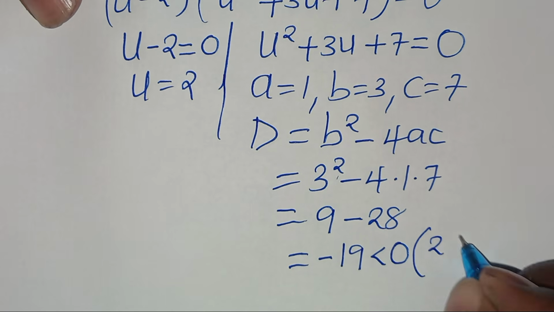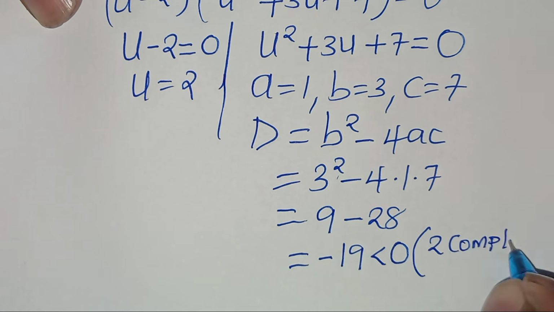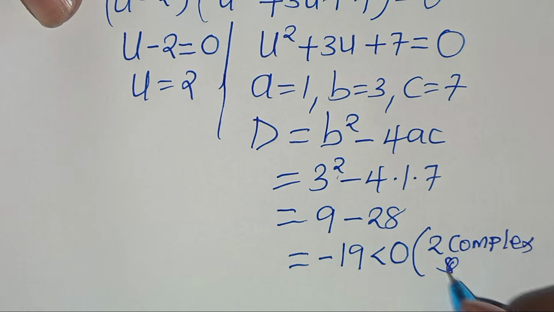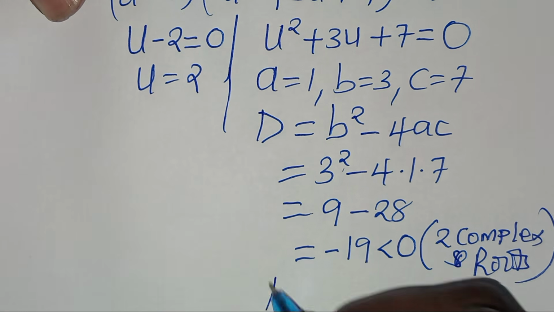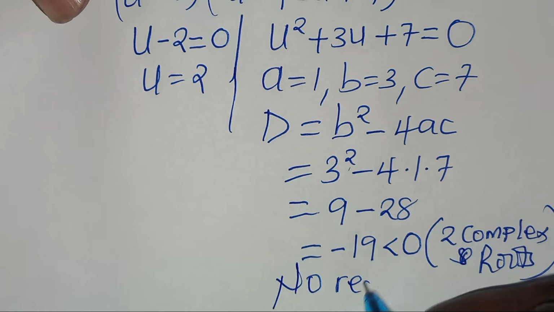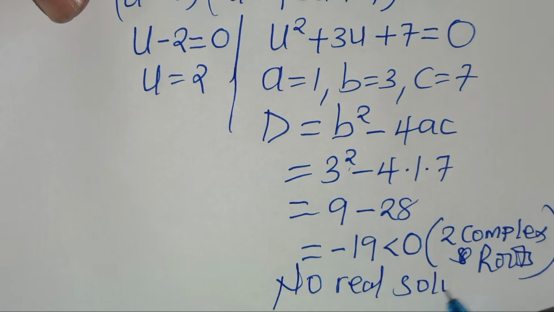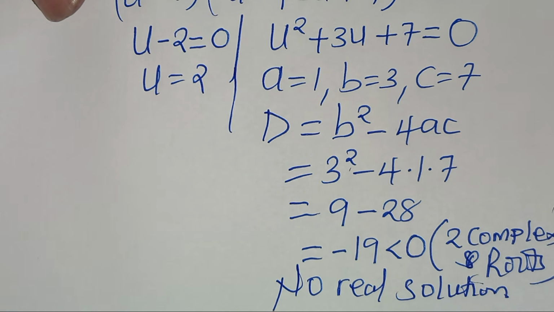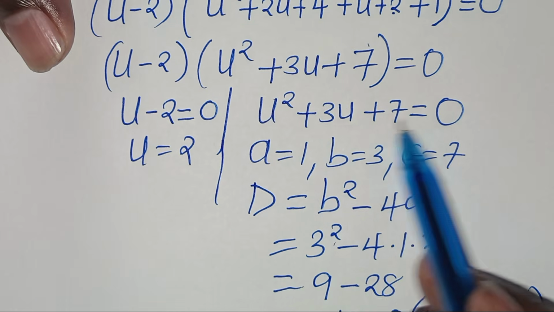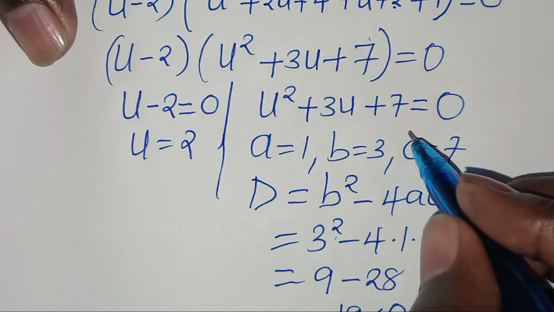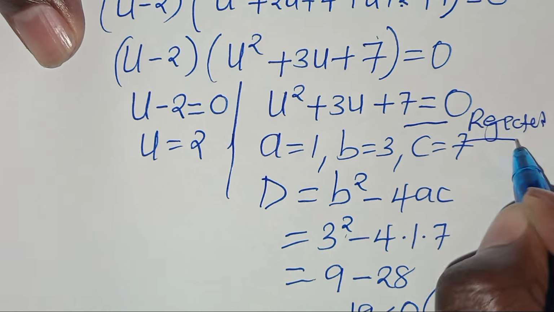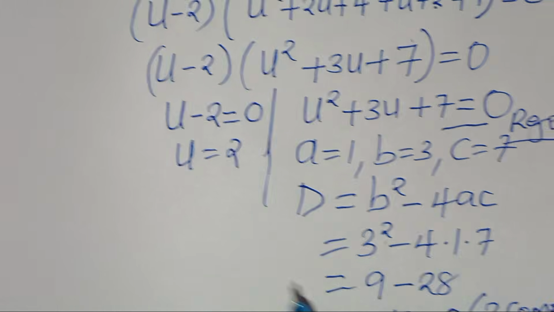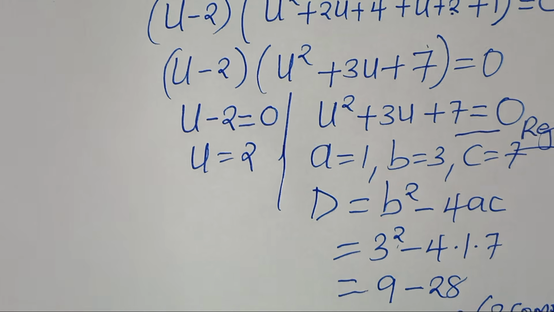So this means we have two complex roots. And therefore, there is no real solution that can be obtained from this quadratic equation here. So this means that the quadratic equation is rejected. So let's focus on u, which is equal to 2.